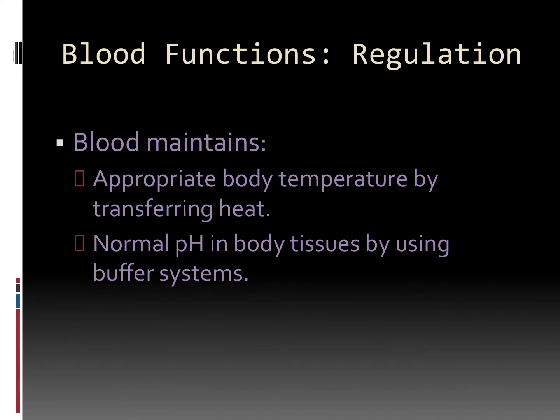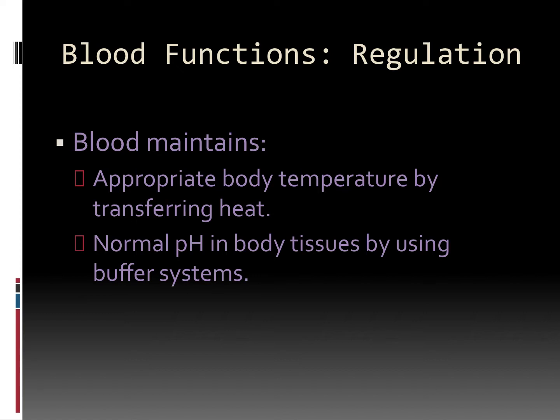Regulation, again, is something we've talked about a little bit already this year, but maybe not in the context of blood. So one of the things that blood can do is help to maintain body temperature by transferring heat. If more blood flows to the surface up by the skin, then that's going to allow heat to transfer out into the environment. If it's cold, then the blood volume will stay more interior and keep your heat inside.